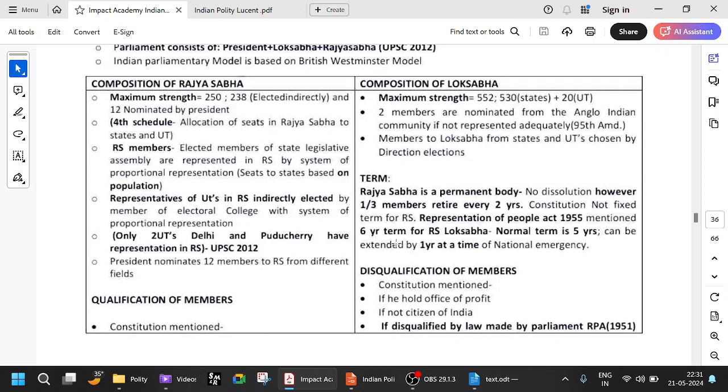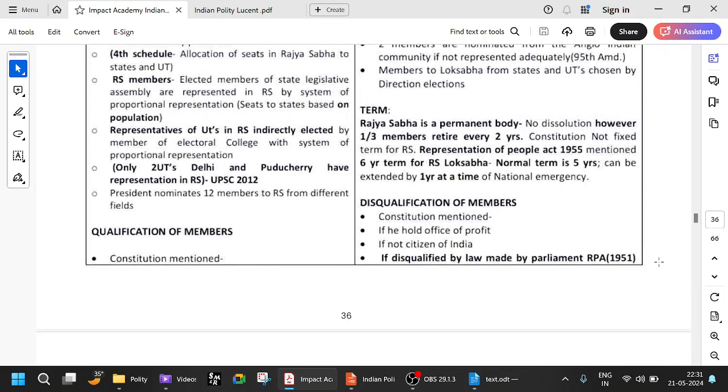It can be dissolved anytime and can be extended 1 year at a time for national emergency, 1 year at a time for any number of times. But if the national emergency ceases to exist, then only 6 months. Within the 6 months, there has to be elections.